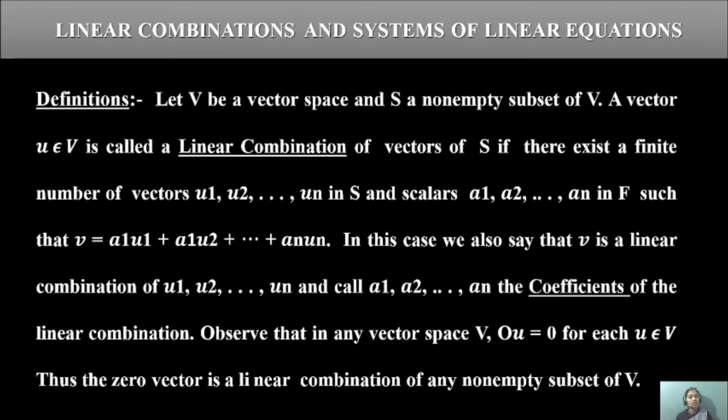Let V be a vector space and S a non-empty subset of V. A vector u, an element of V, is called a linear combination.